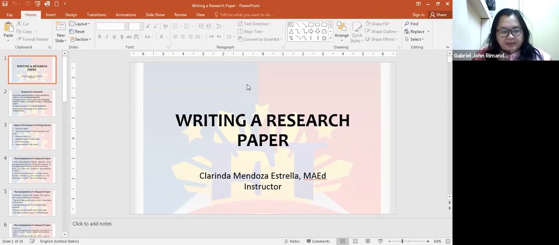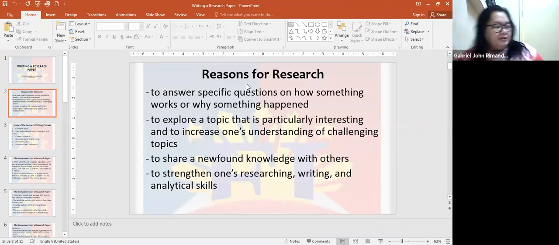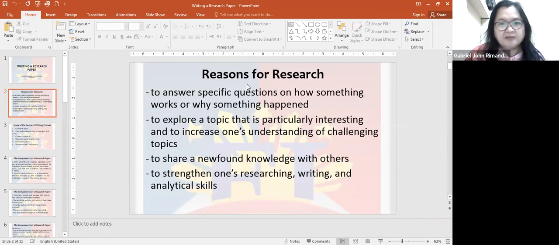Okay. So this is writing a research paper. This will be your guide as you make your own group research paper. What are the reasons for research? So basically, if you have run down the presentation when I sent it to you last night, these are the basic questions or basic components of the research work.